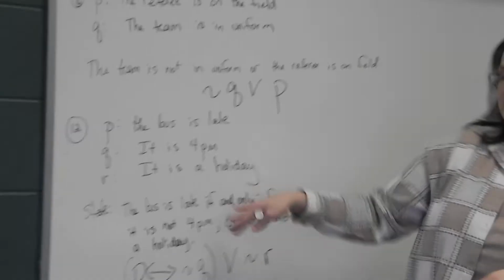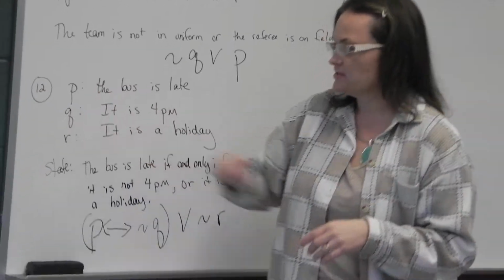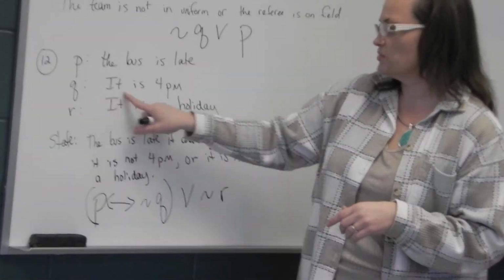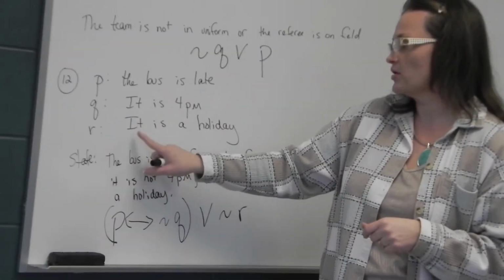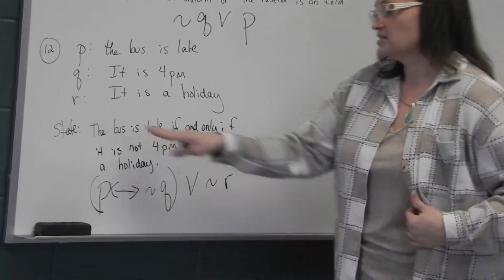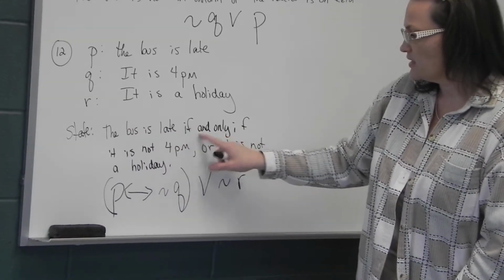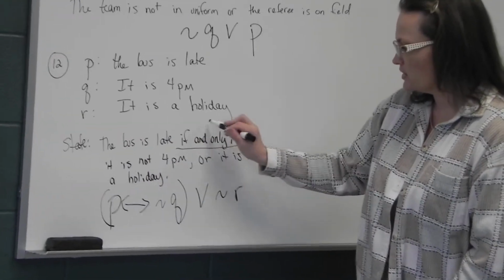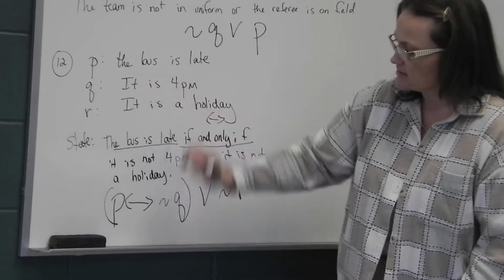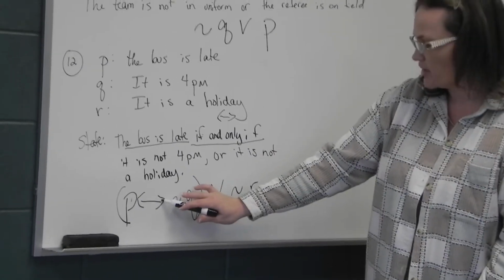Okay, skip down just to the last one where you've got a lot of stuff going on. In this problem, you've got 3 statements. Statement P, the bus is late. Statement Q, it is 4 p.m. And statement R, it is a holiday. 3 different thoughts, 3 different statements. And so we're supposed to write out in symbolic form, the bus is late, if and only if. Now remember, if and only if is that double arrow thing. So the bus is late, that's statement P, with an if and only if, so that's the double arrow.